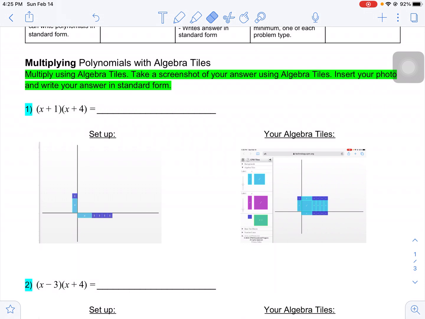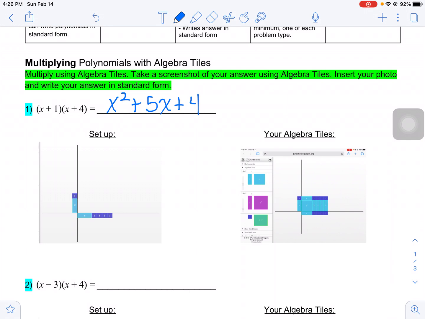So we're going to write x squared for that x squared. Then we've got 5 x's. So we're going to say plus 5x. And we've got 4 1-unit tiles. So we're going to put plus 4 there. And that's all there is to it.